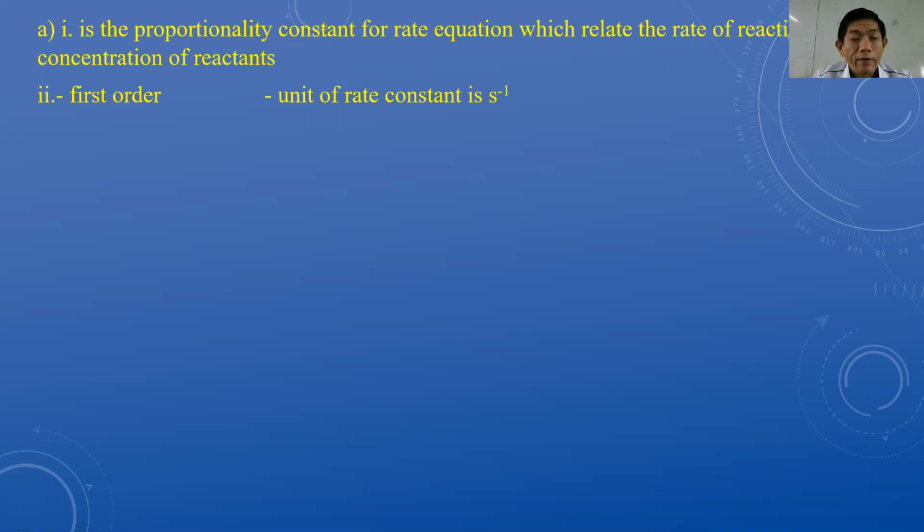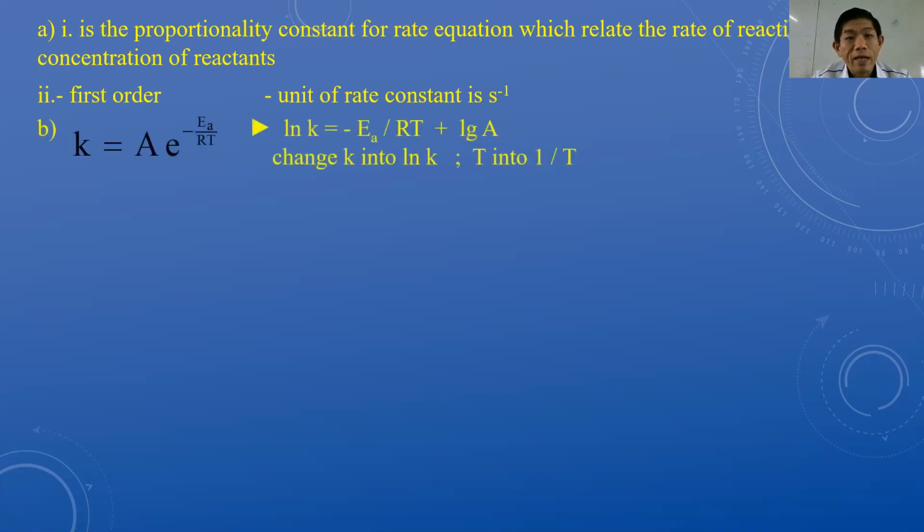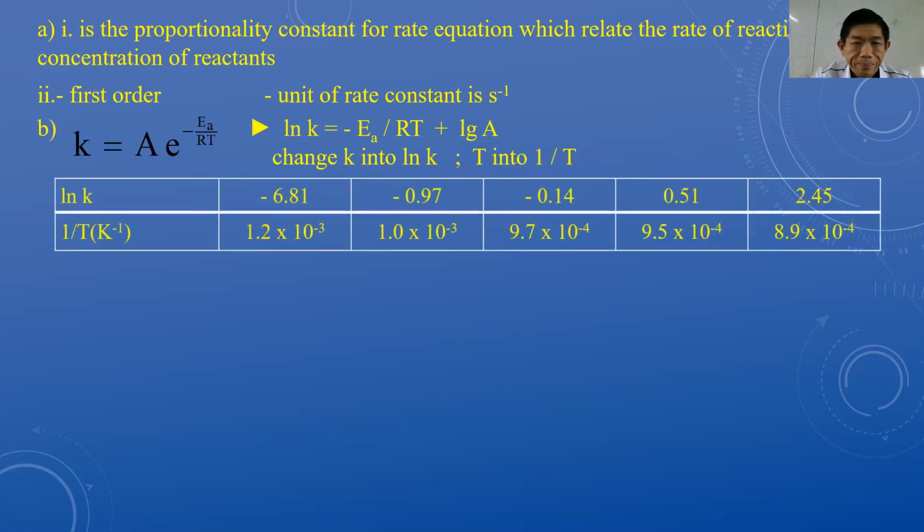Now, in this question, they are very nice to you because they give you the base for the Arrhenius equation. However, you have to learn how to derive the Arrhenius equation on your own. So you first derive the Arrhenius equation k equals A e to the negative Ea over RT to become ln k equals negative Ea over RT plus ln A, note ln and not log. Sorry for the typing error. Then you plot a table, change the k to ln k, change the T into 1 over T. So you get this table.